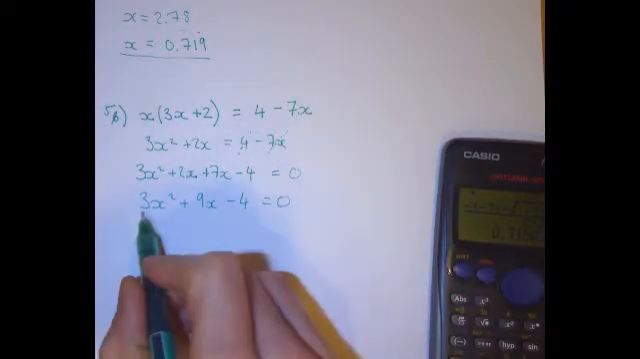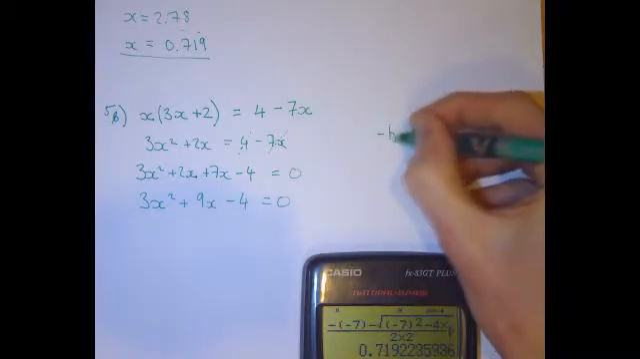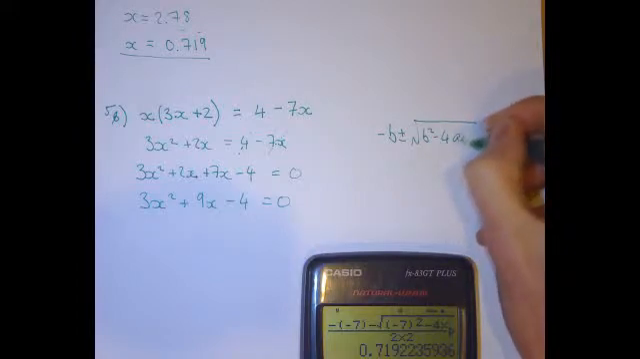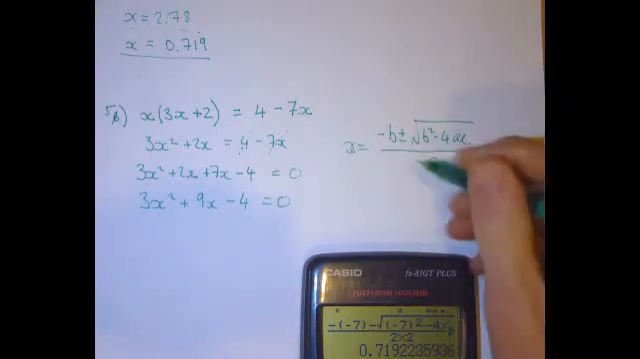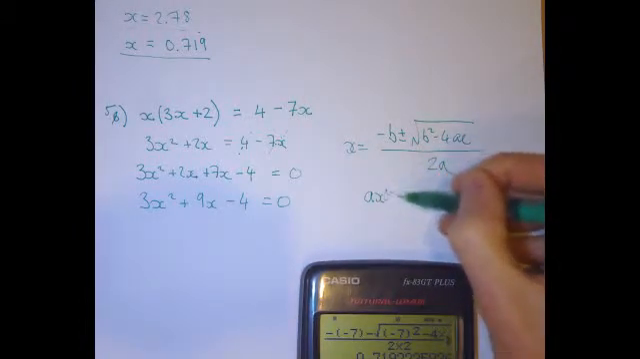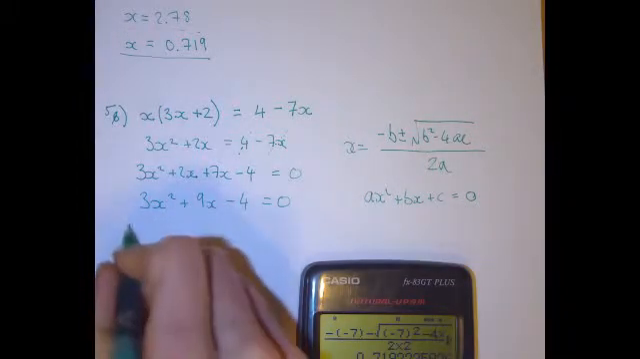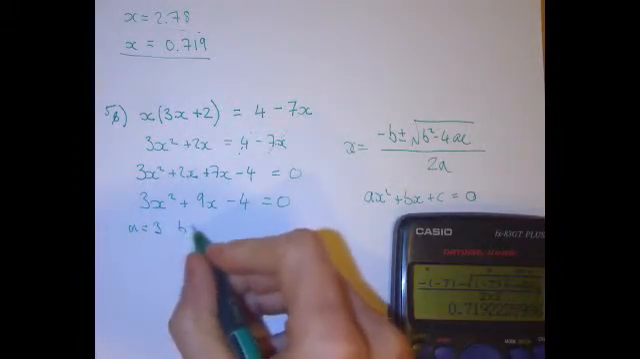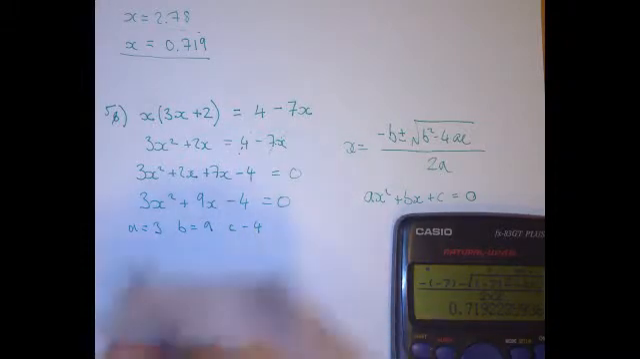Okay, now I've got my quadratic in a form I like. I can apply the formula, minus b plus or minus the square root of b squared minus 4ac, all over 2a, and that of course is what x equals when it's in the form ax squared plus bx plus c equals 0, which this is. So a equals 3, b equals 9, c equals negative 4. Let's put it in the formula.